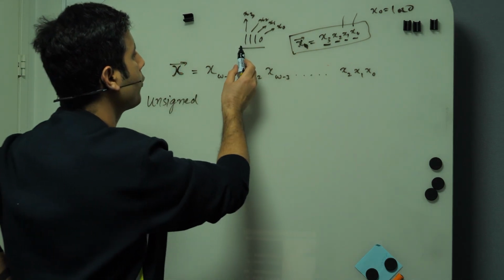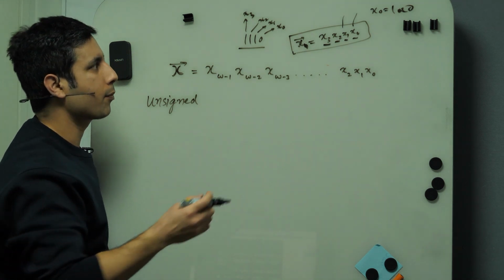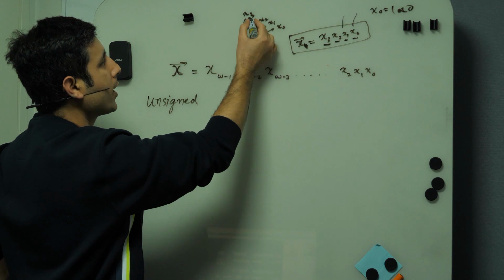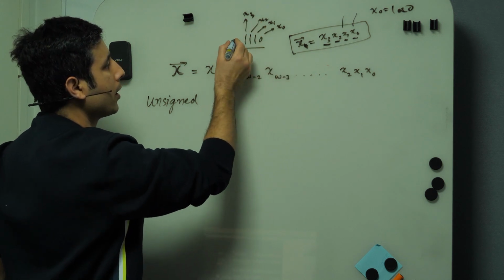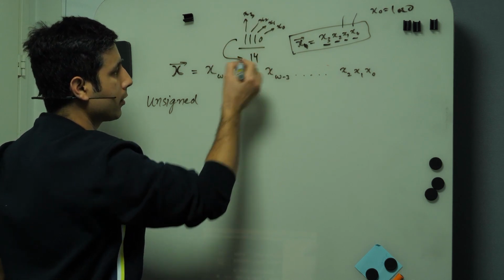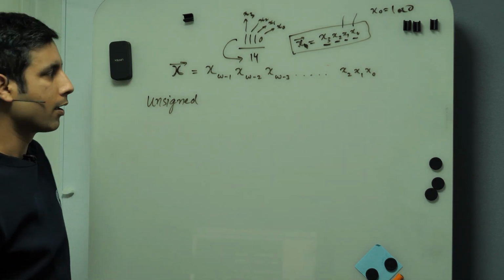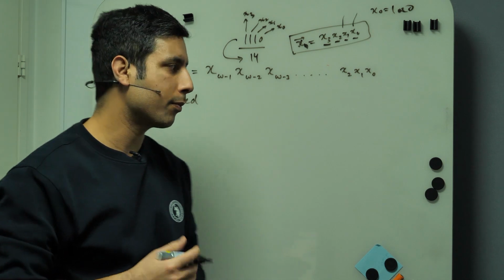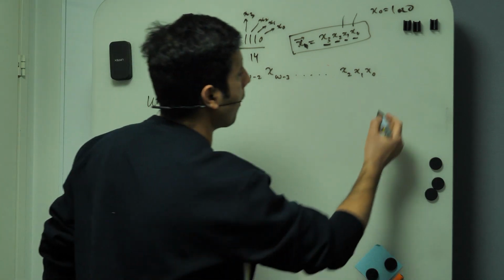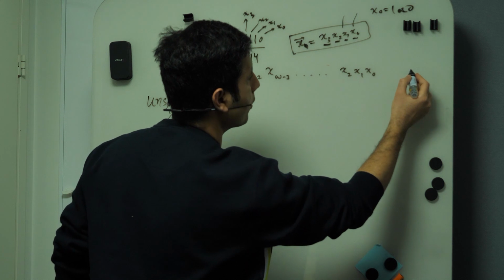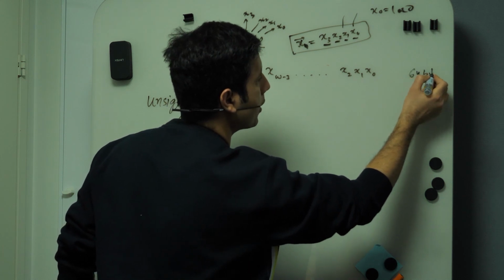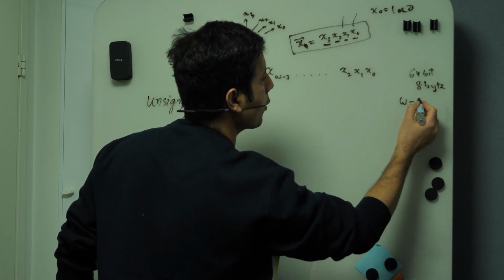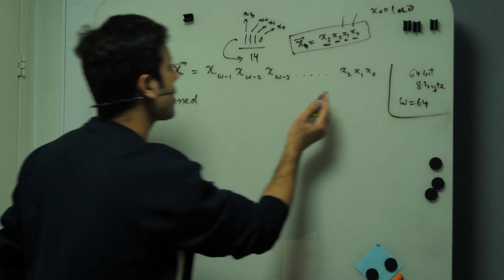For example, we have 1110 as an example. Here x0 is 0, x1 is 1, x2 is 1, x3 is 1, and if we calculate, it is 14. So if we generalize, for example, for a W-bit data type, a W-bit data type could be, for example, a 64-bit or 8-byte data type, and in that case W is equal to 64. Let's generalize this bit pattern.